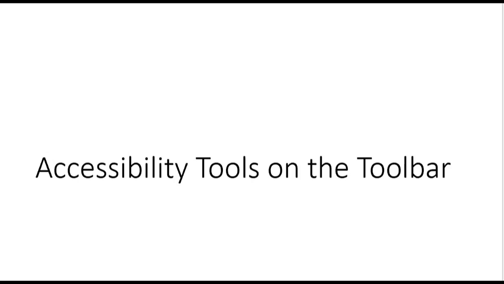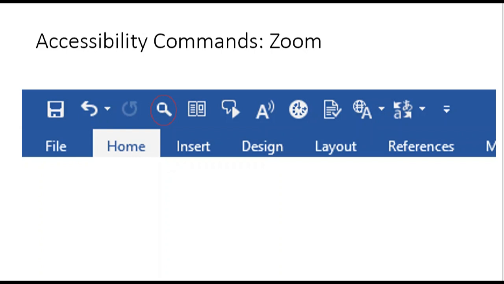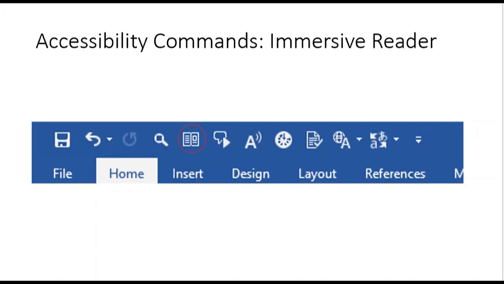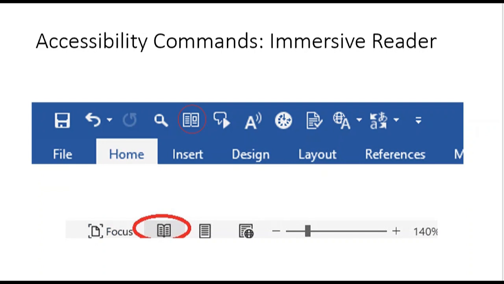First, let's consider the accessibility tools available in the toolbar. There is the Zoom command, indicated by a small magnifying glass. This function is also available at the bottom right of the screen as a sliding bar to increase or decrease the size of the text. There's the Immersive Reader feature that looks like an open book, and this can improve and enhance the reading experience, and we will get into more detail about those features soon. The Immersive Reader command is also available at the bottom right of the screen as a little open book icon.